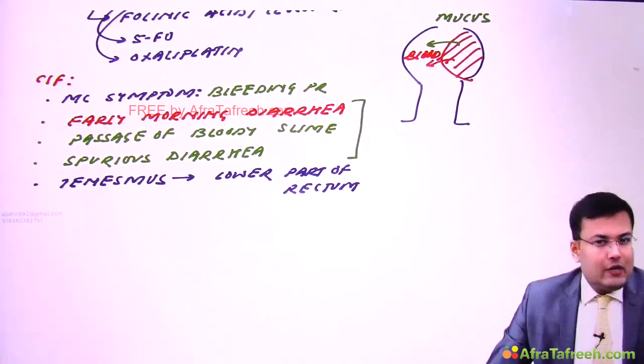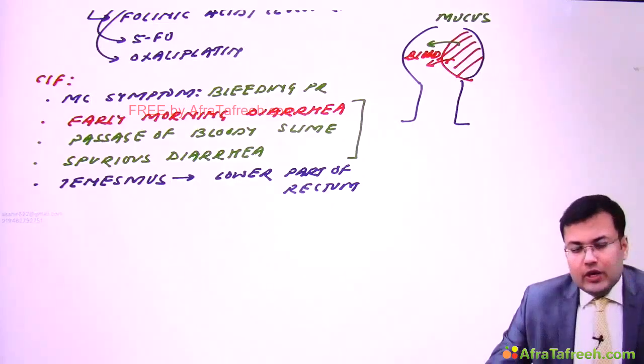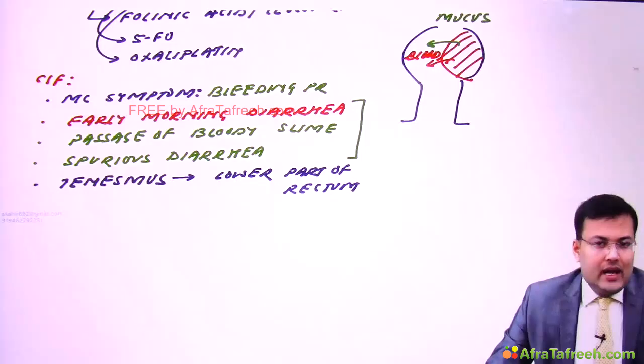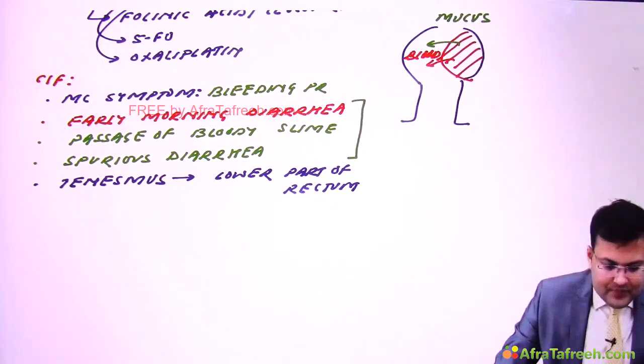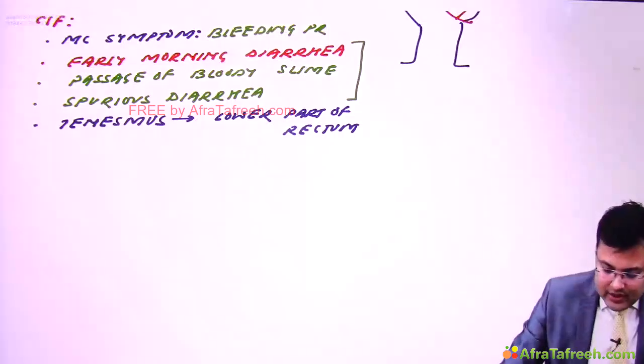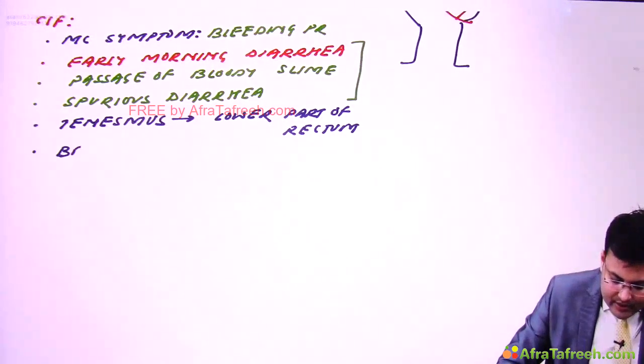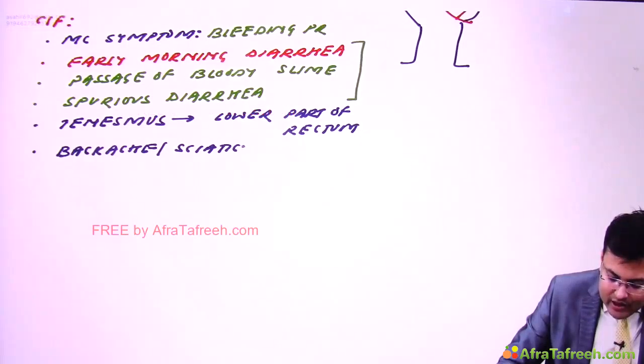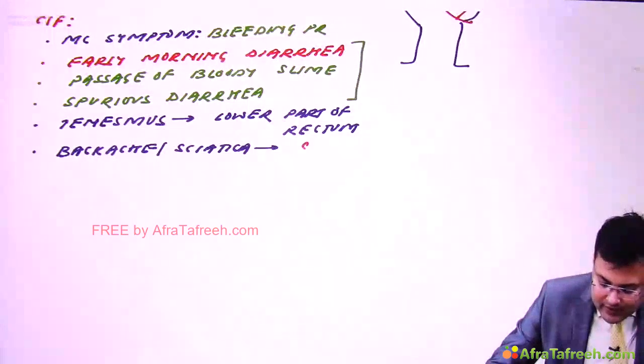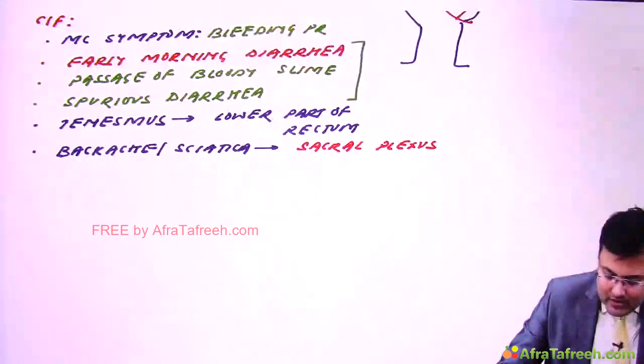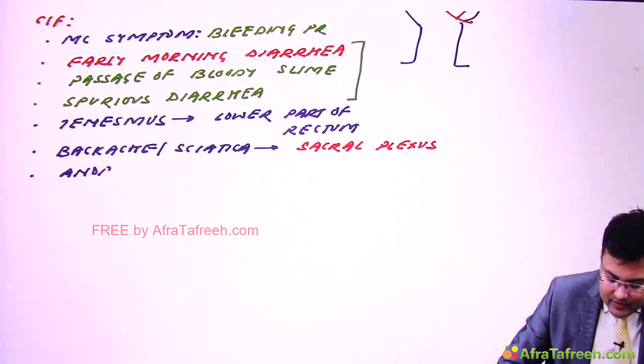Now see, whenever in advanced cases the carcinoma rectum is going to involve the sacral plexus posteriorly, and because of involvement of sacral plexus posteriorly, these patients are having what? Backache or sciatica. So what is the cause of backache or sciatica? In advanced cases, patients are having backache or sciatica because of involvement of sacral plexus. Okay, and just like any other malignancy, patients are having anorexia and weight loss. Clear? So these are the clinical features.